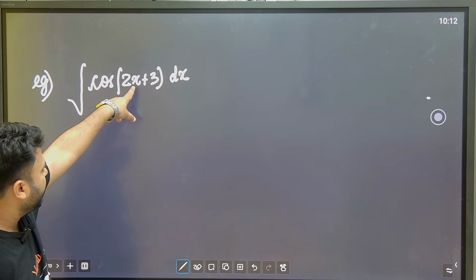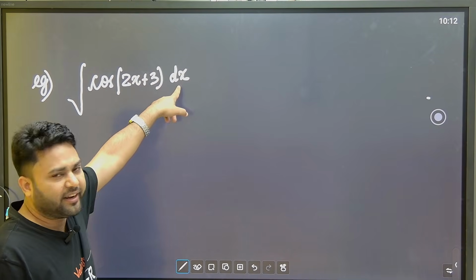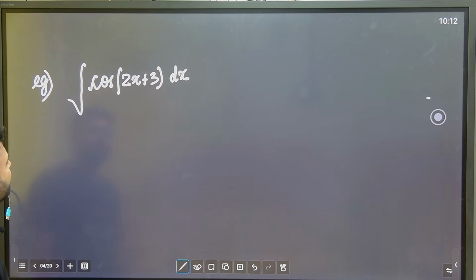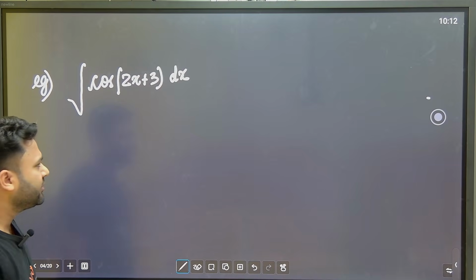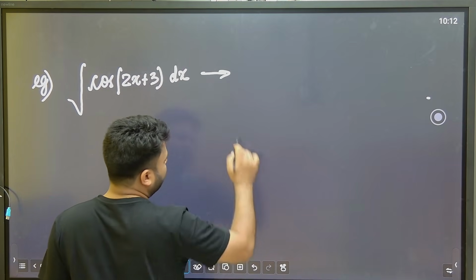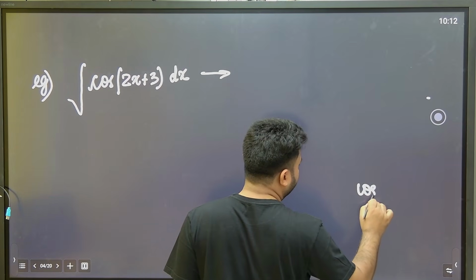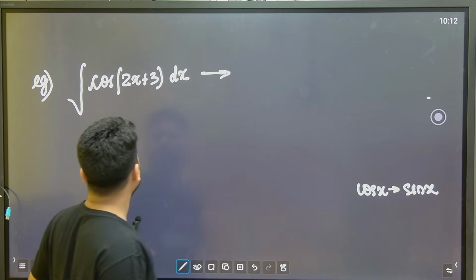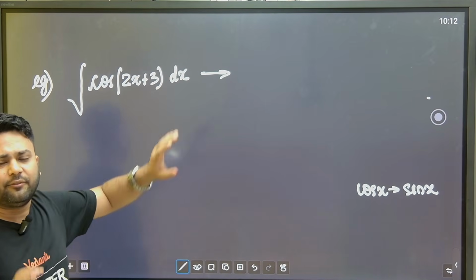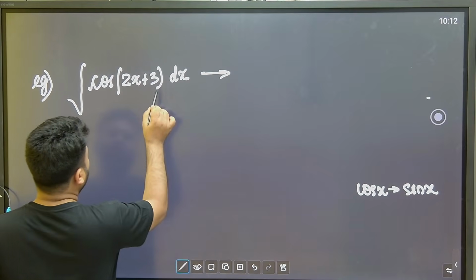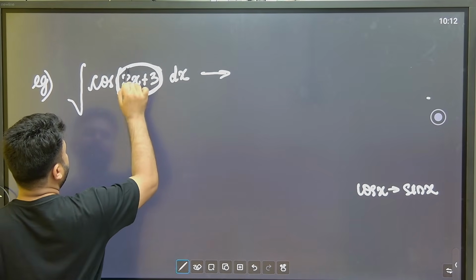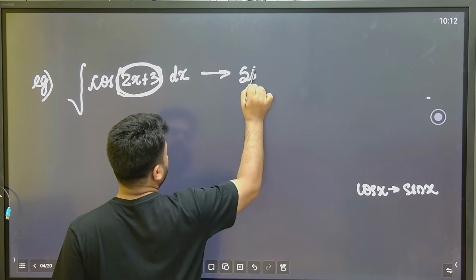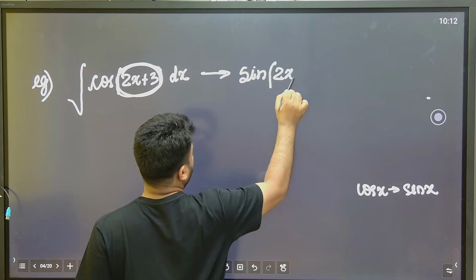See, here if the variable is x, what is the pattern? Here you have to write dx. What is the integration of cos 2x plus 3 dx? Now we have learned the formula that the integration of cos x is sin x. So similarly, the integration of cos of something will be sin of something. So cos of this thing will be sin of this thing, 2x plus 3.